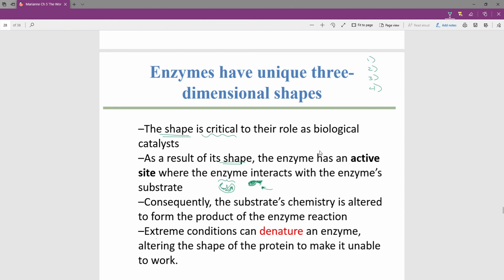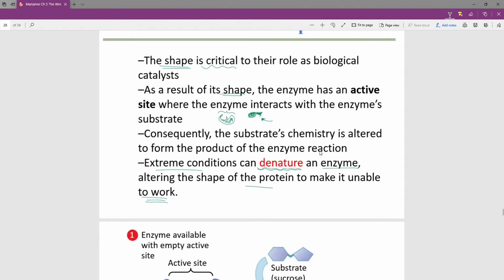If we have extreme conditions, so we talked about that before, with pH or heat, you can denature an enzyme. You can denature any protein, but denaturing an enzyme specifically changes the shape of the protein and changes its active site, making it unable to work. And so you wouldn't have whatever chemical reaction it was running happen as easily.